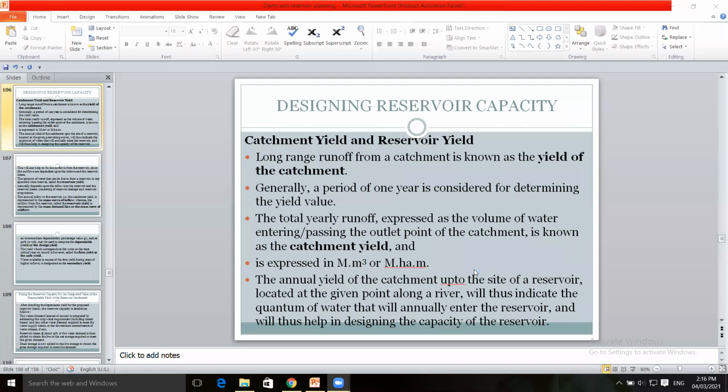How do we determine it? That is determined by the yield of the catchment. So, did you understand the definition of the yield of the catchment? It is the long range of runoff from a catchment, or the volume of water passing the outlet point of the catchment. That is known as catchment yield, or yield of the catchment. It is measured in million hectare meter or million meter cube.